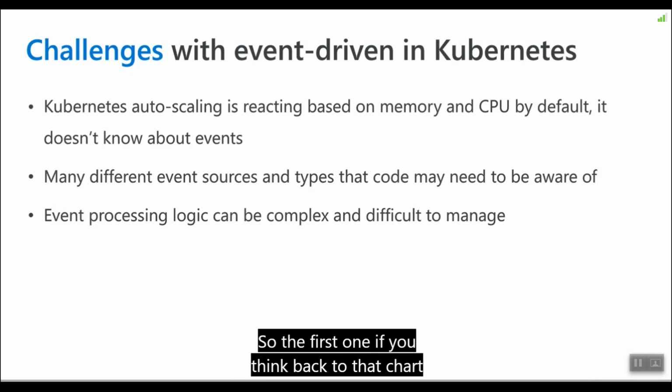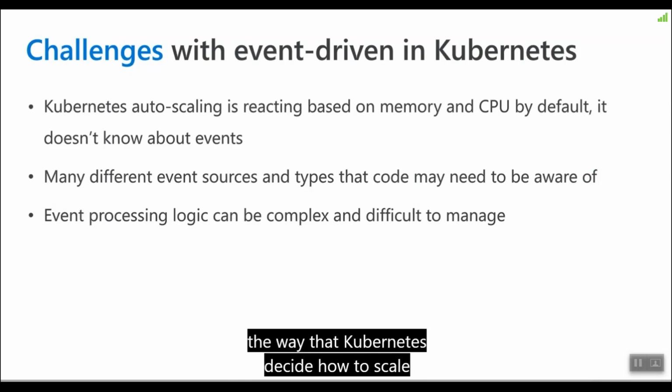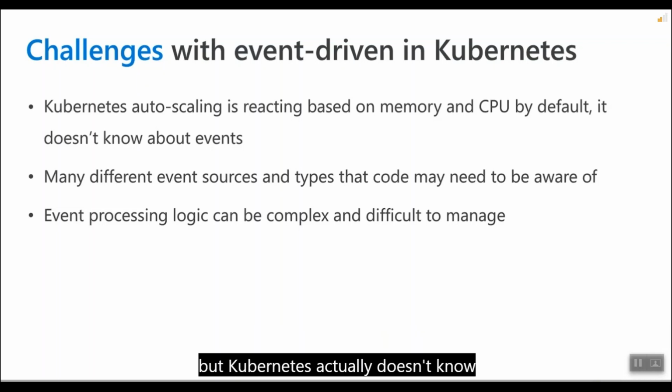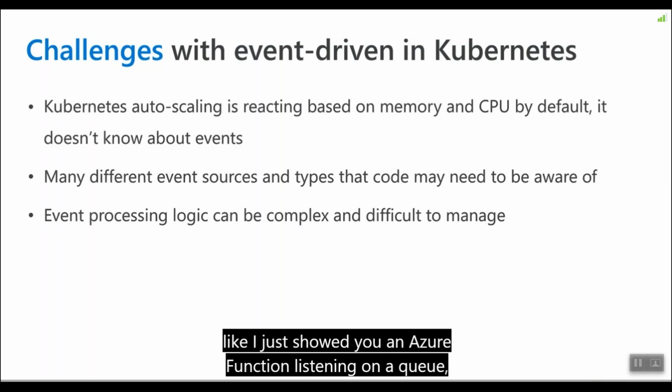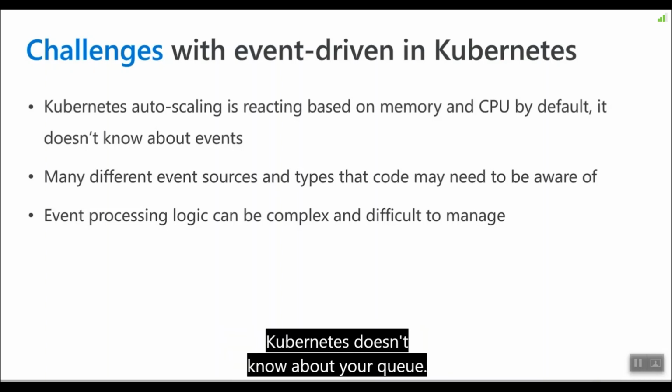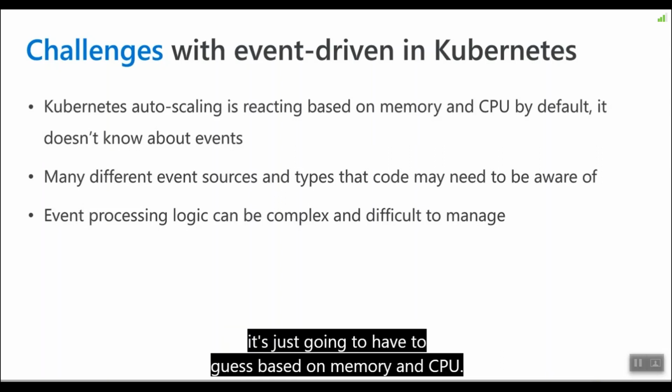So the first one, if you think back to that chart where those containers were running across the different nodes, the way that Kubernetes decides how to scale your different containers is based on CPU and memory. It's trying to guess how many events are coming in by how much CPU and memory are being consumed. But Kubernetes actually doesn't know anything about your event sources. So if you want to do an event-driven function, like I just showed you in Azure Functions, listening on a queue, Kubernetes doesn't know about your queue. It doesn't know if the queue is empty or full or just has a few items. It's just going to have to guess based on memory and CPU.